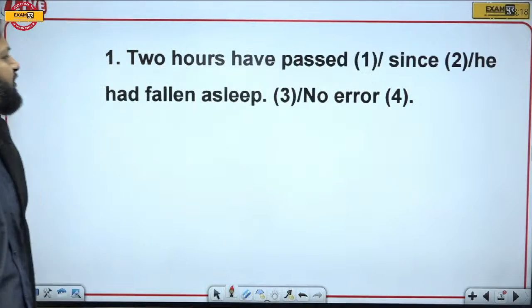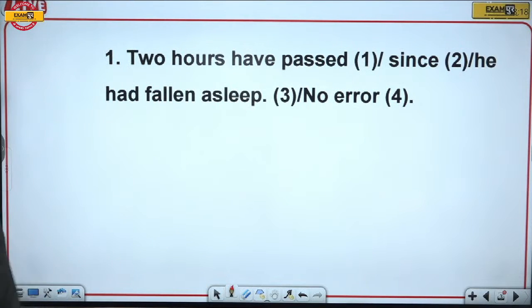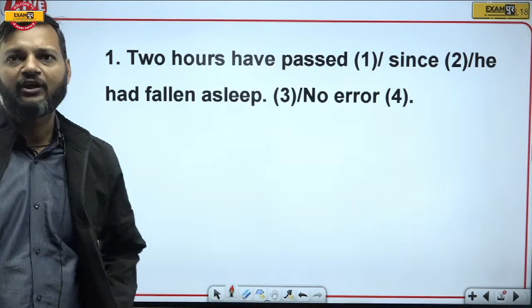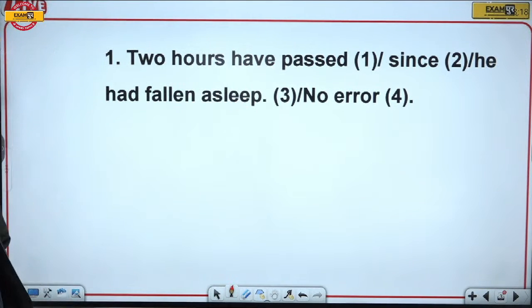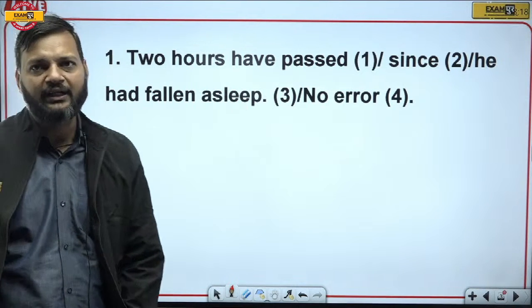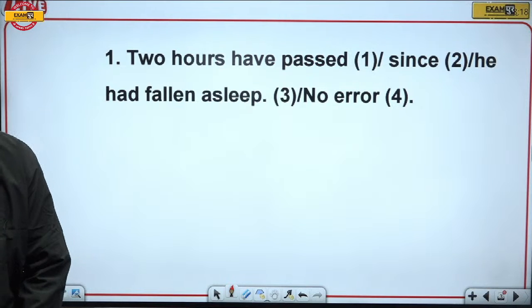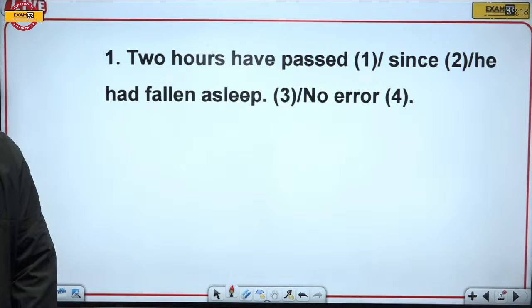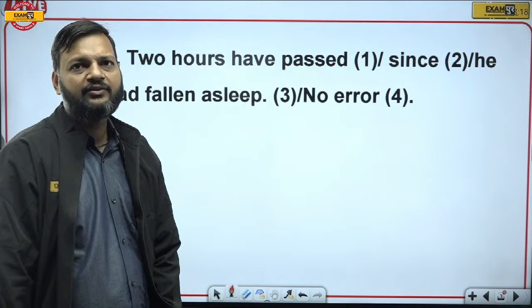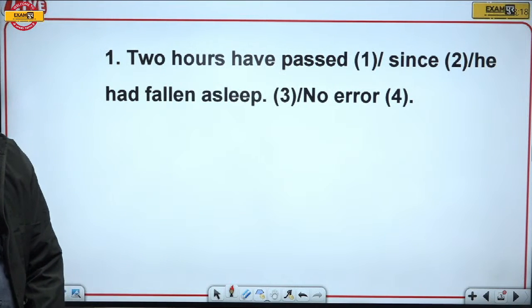2 hours have passed since he had fallen asleep. What is the error in this sentence?